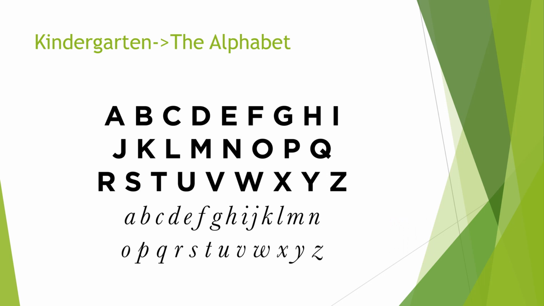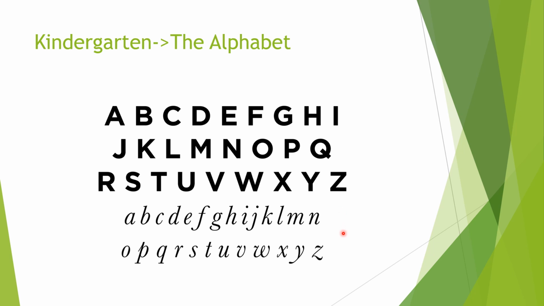Okay, so let's review the alphabet, going through the letters A, B, C, D, E, F, G, and we're going to go through the sounds that those letters make, going through it a second time. First, let me get my laser pointer. A, B, C, D, E, F, G, H, I, J, K, L, M, N, O, P, Q, R, S, T, U, V, W, X, Y, Z.